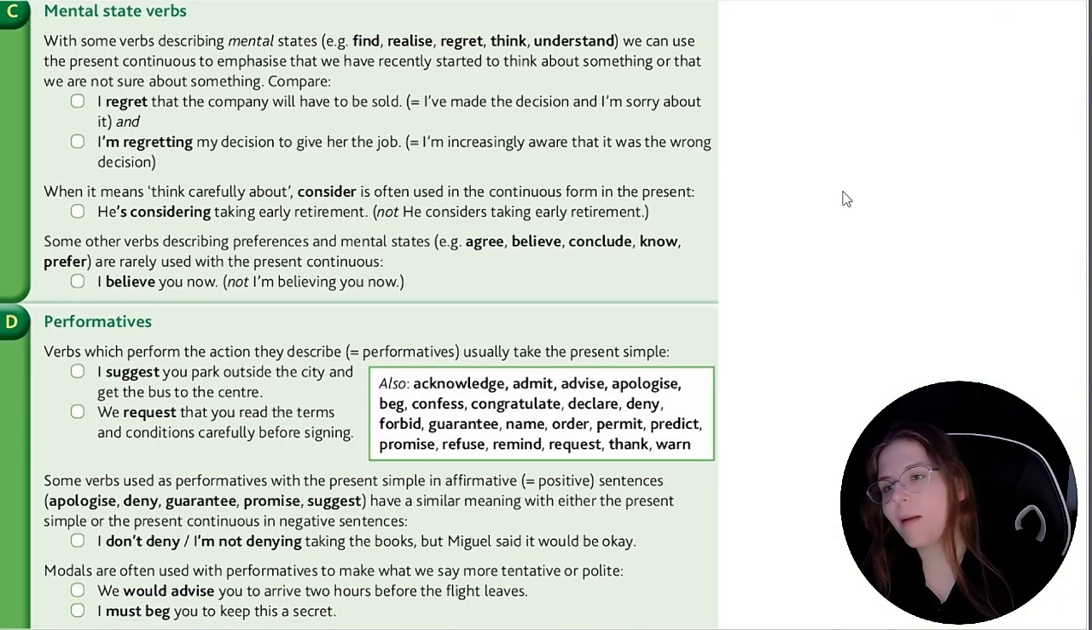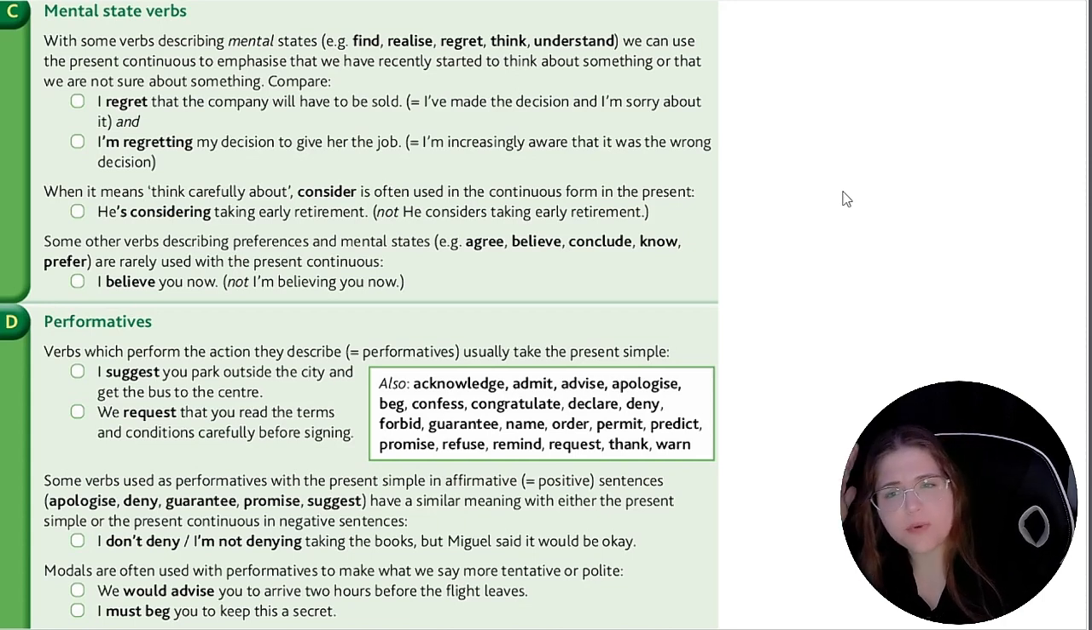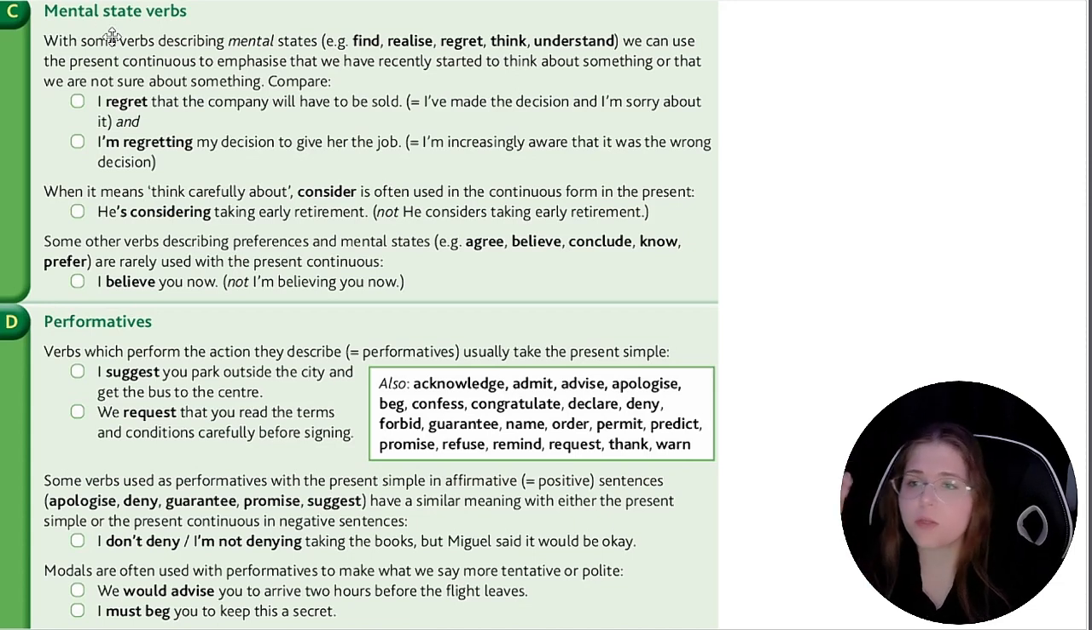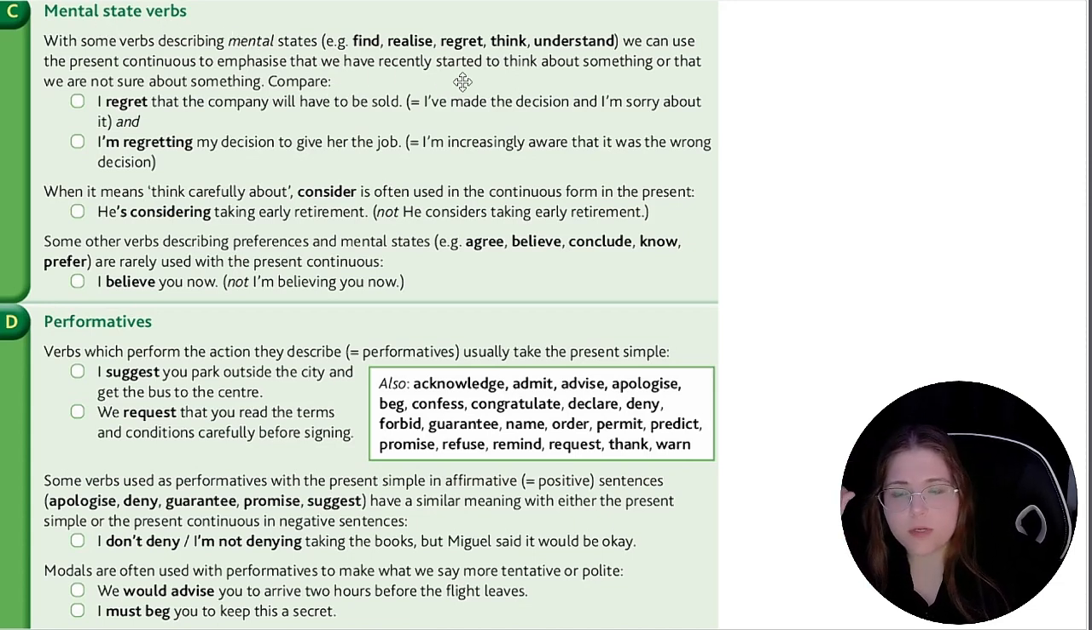Well, let's continue now. Mental state verbs. With some verbs describing mental states, for example, find, realize, regret, think, understand, we can use the present continuous to emphasize that we have recently started to think about something, or that we are not sure about something. For example, "I regret that the company will have to be sold." "I am regretting my decision to give her the job." The first sentence means that I have made the decision and I am sorry about it. And the second sentence is about I am increasingly aware that it was the wrong decision.